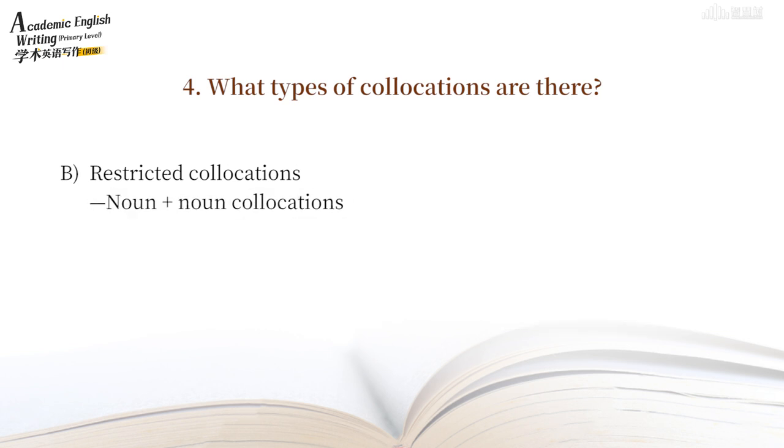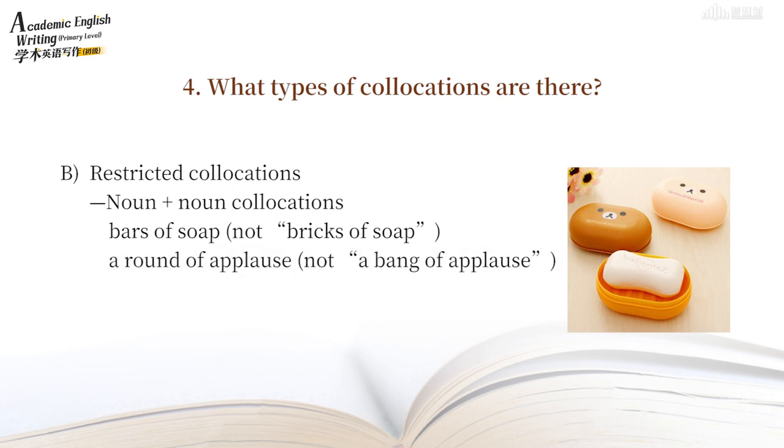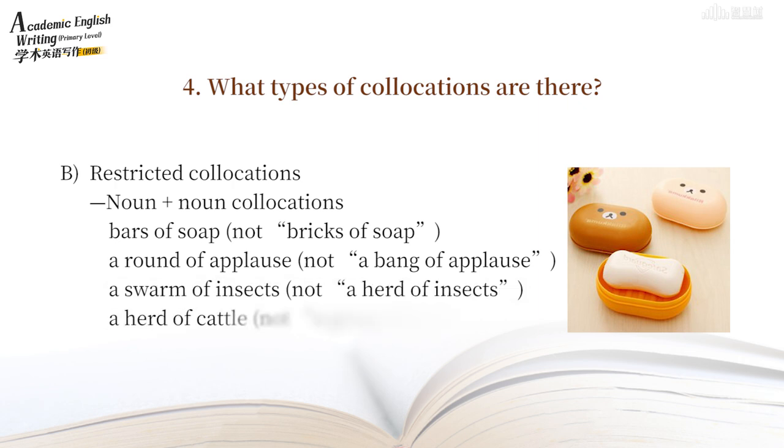2. Noun-of-noun collocations. For example, we say bars of soap, not bricks of soap. A round of applause, not a band of applause. A swarm of insects, not a herd of insects. A herd of cattle, not a group of cattle.